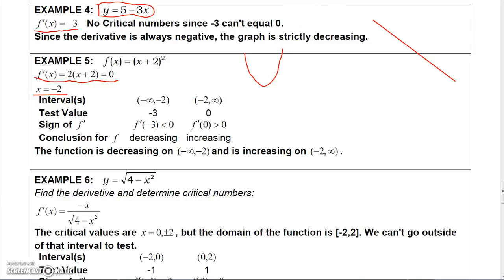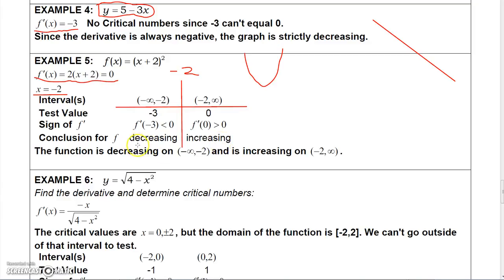And so if you break the number line up into two intervals, since we only have one critical number, there's 2 intervals. So basically I'm going to break it at -2, and to the left of -2 you get -3, and if you plug -3 into the derivative, you get 2 times -1, which is negative, so the function must be decreasing there. And then if you plug a number greater than -2 in, like 0, and you plug that into the derivative, you're going to find that the derivative is positive, so it's increasing.